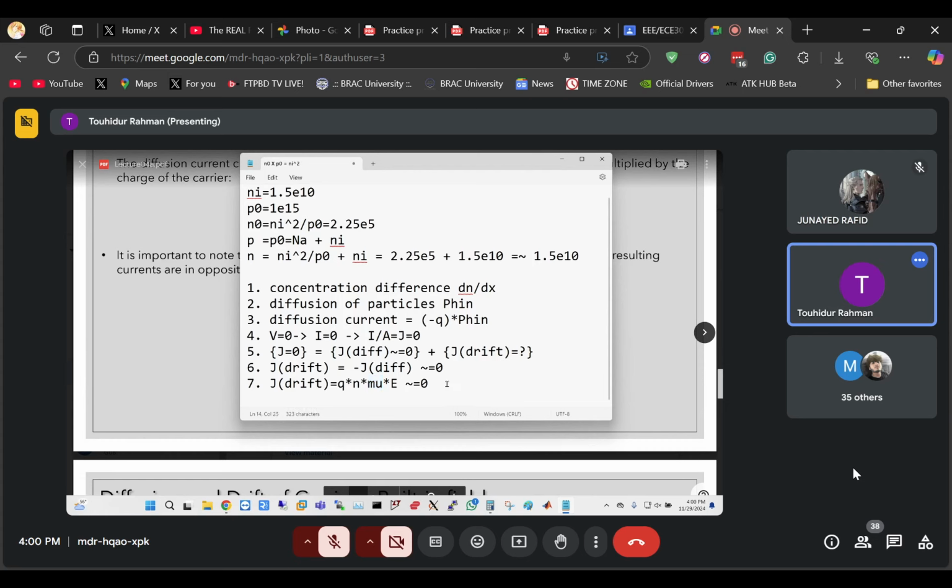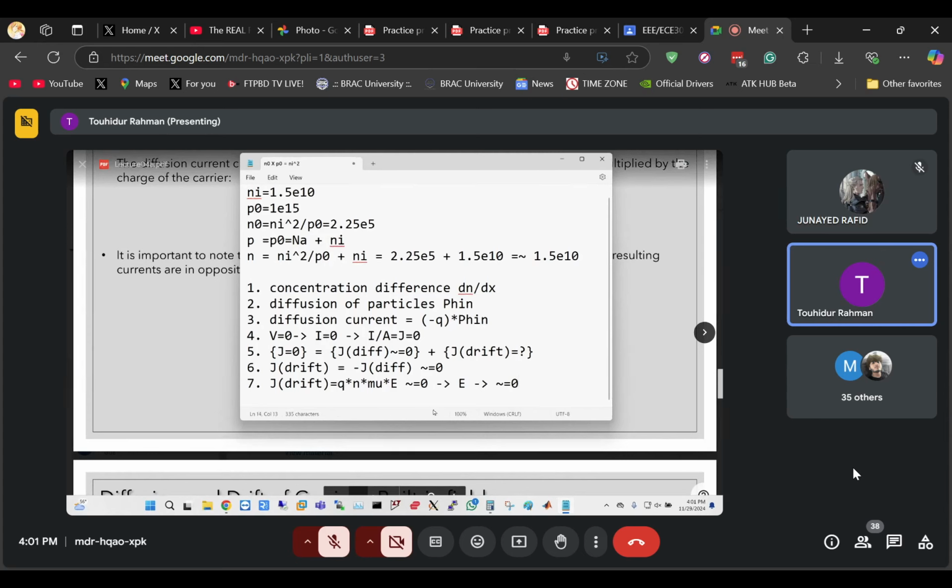So we can write E, with a proportionality constant, not equal to 0. Does this statement make sense?